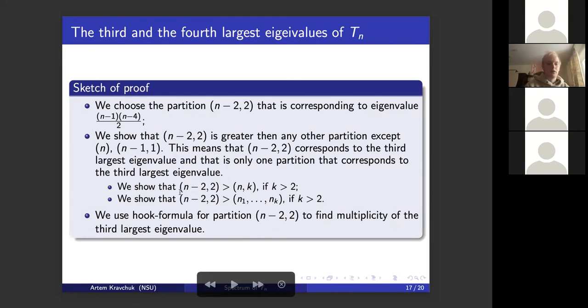And how will we prove it? At first, we show that (n-2, 2) is greater than any other partition with k greater than 2, because our partition has 2 in the second position. And next, we show that (n-2, 2) is greater than any other partition of length greater than 2. Then we'll use the hook formula for partition (n-2, 2) to find the multiplicity of the third largest eigenvalue. And it will complete the proof.